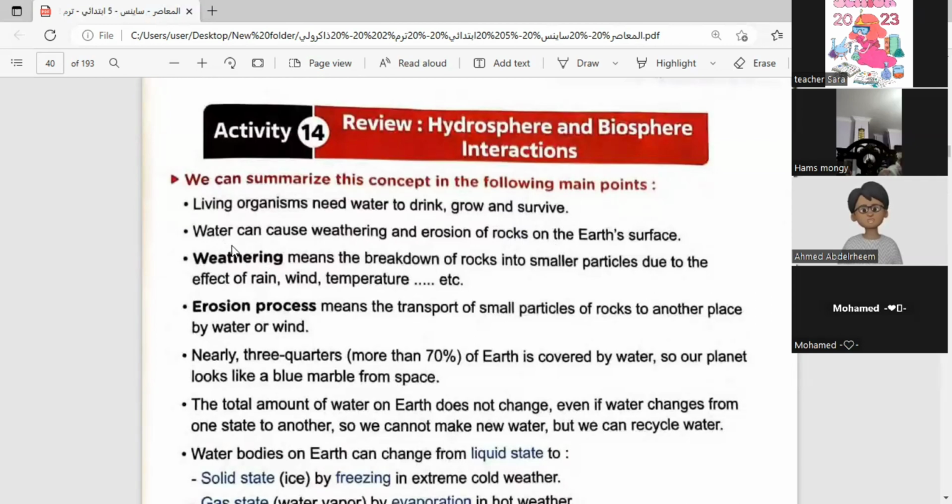What is the meaning of weathering? Weathering means the breakdown of rocks into smaller particles due to the effect of rain, or wind or temperature, and so on. Erosion process. What is the meaning of erosion? Erosion means the transport of small particles of rocks into another place, maybe by water or maybe by wind, okay?